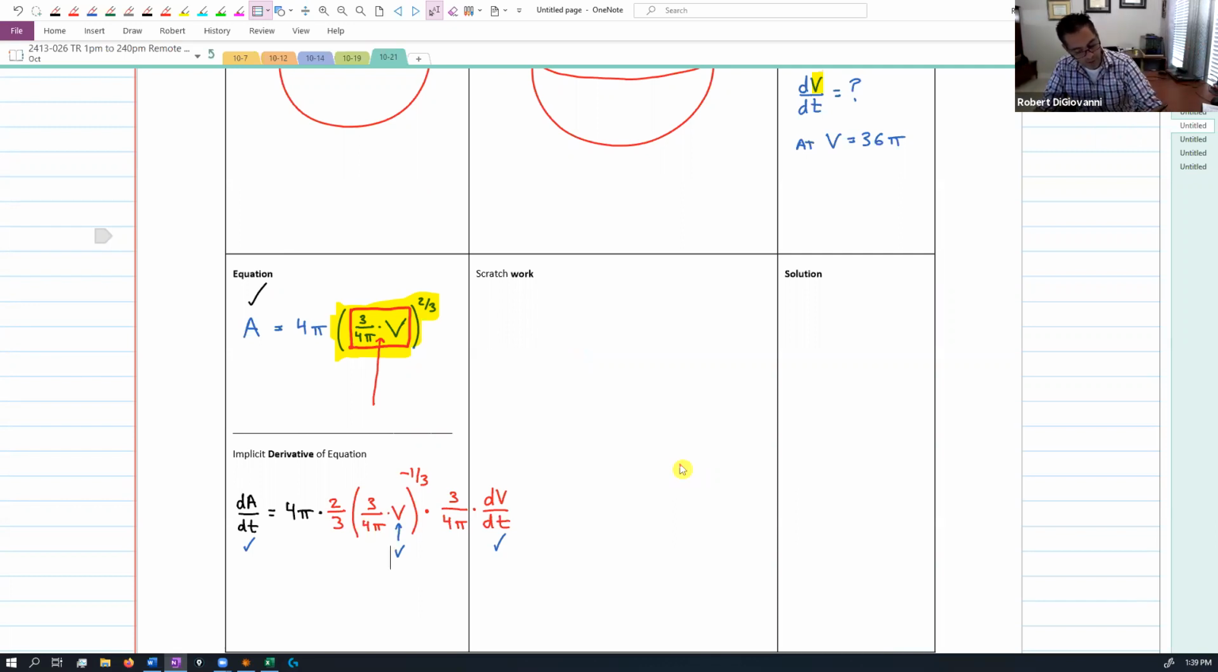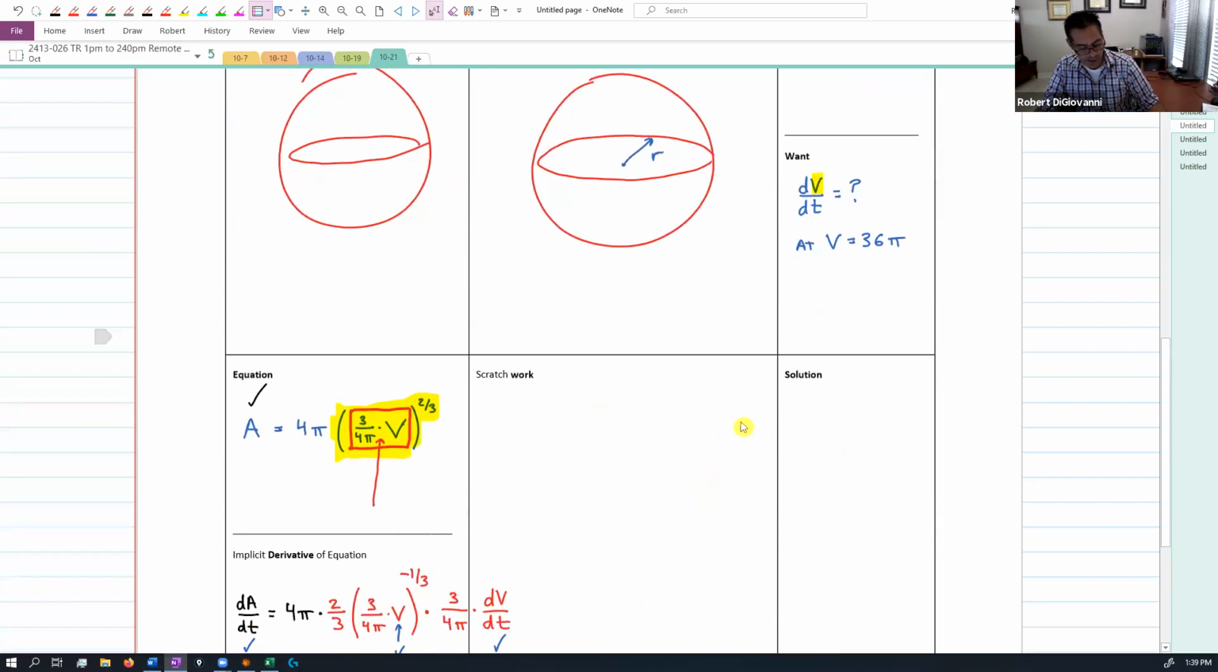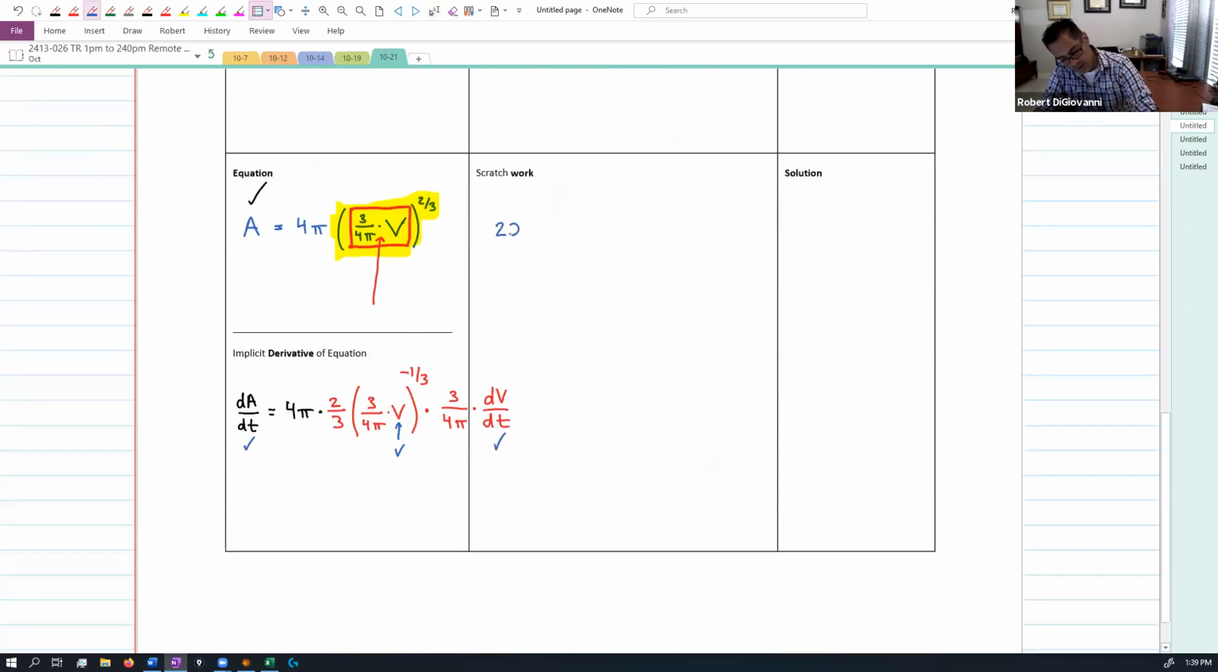Okay, so here we go. I'm going to start plugging things in. The left side dA/dt is 20. So we should have 20 equals 4 pi times 2/3. Then in the parentheses, 3/4 pi times V, but V was what? 36 pi?